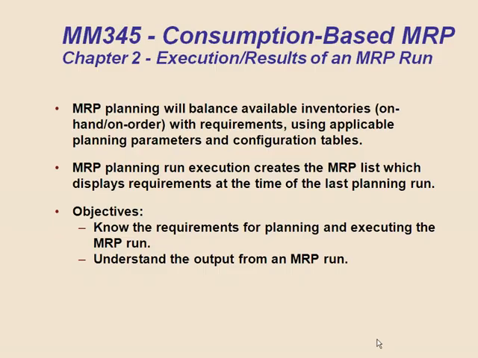As I told you, once you execute an MRP, your system creates an order proposal. Order proposal means what? A purchase requisition is an order proposal, or a planned order if the material is in-house produced. That will be created, isn't it? So this is what we call execution of results of an MRP run. MRP planning will balance available inventory, that is on hand or on order, with requirements using applicable planning parameters and configuration tables.